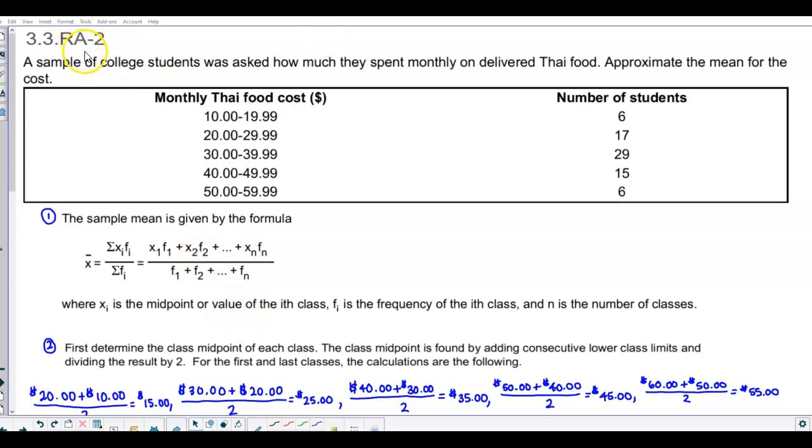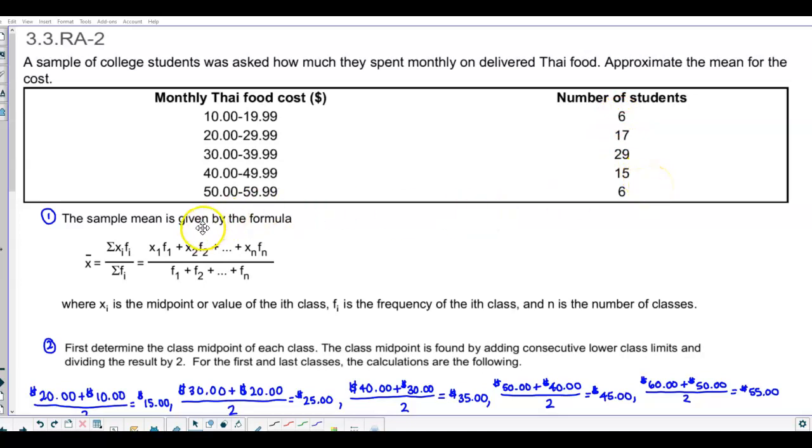Section 3.3.RA-2, a sample of college students was asked how much they spent monthly on delivered Thai food. We want to approximate the mean for the cost. So here's the monthly Thai food costs and the number of students. We have 5 classes going from 10 to $19.99, 20 to $29.99, all the way down to $50 to $59.99. And then here's the frequency of that particular cost.